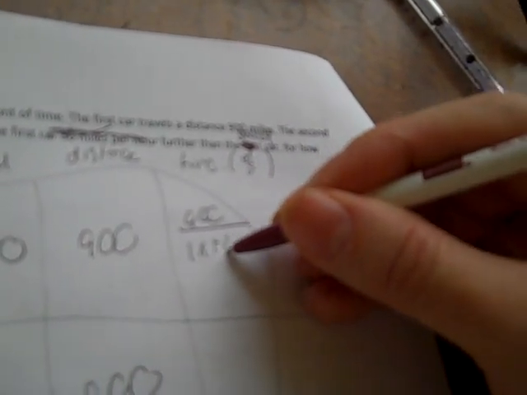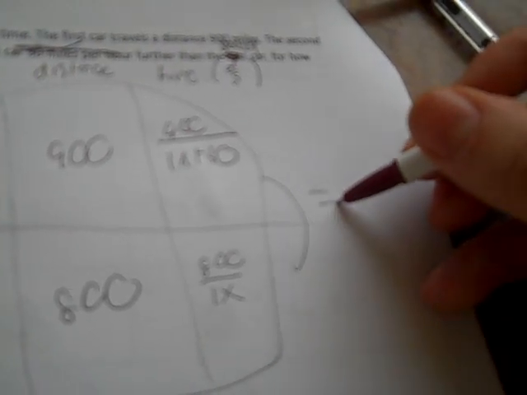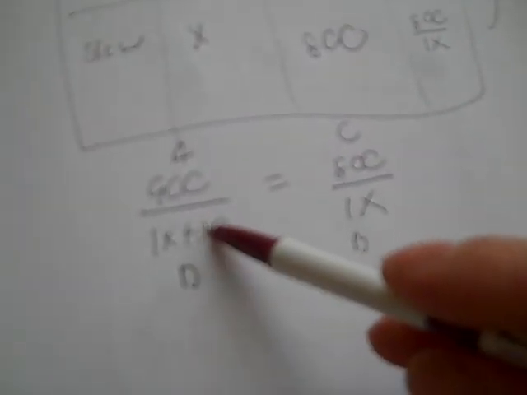And for the time, I have to use my distance divided by speed. So 900 divided by 1x plus 30. Then 800 divided by 1x. So set those equal to each other because the times are the same. So 900 over 1x plus 30 is equal to 800 over 1x. So A, B, C, D, because there's only two ratios in the proportion, not three.